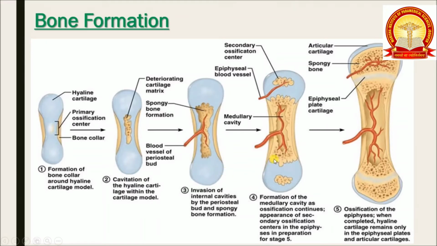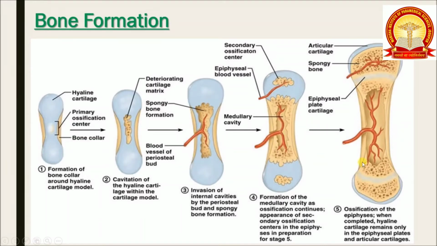And in stage 4, the secondary ossification center occurs upper side or inner side of the epiphyse of the bone, which is a medullary cavity, also occurs in a bone, middle bone, or maybe diaphyse. This is the nerve, blood vessel, periosteal bud.